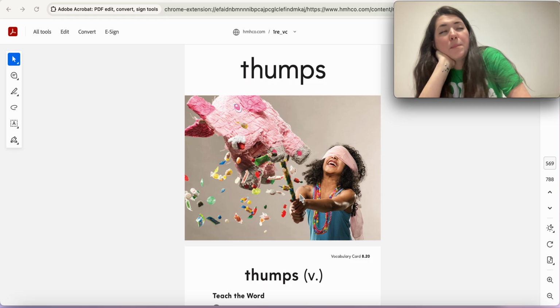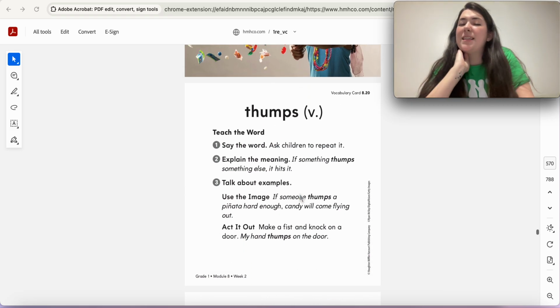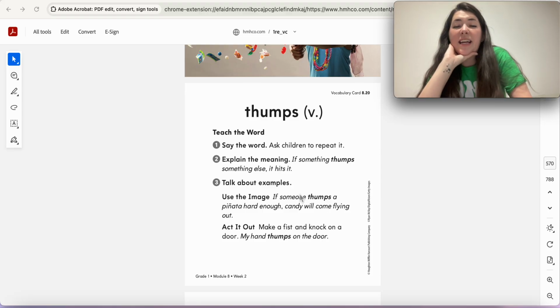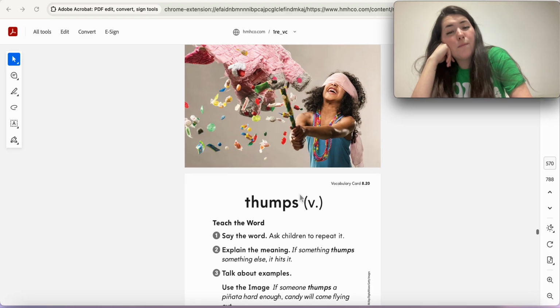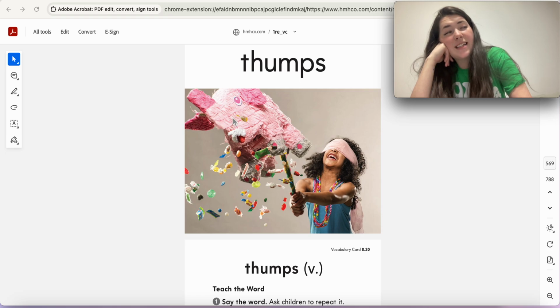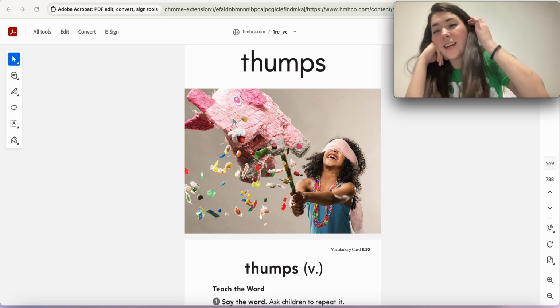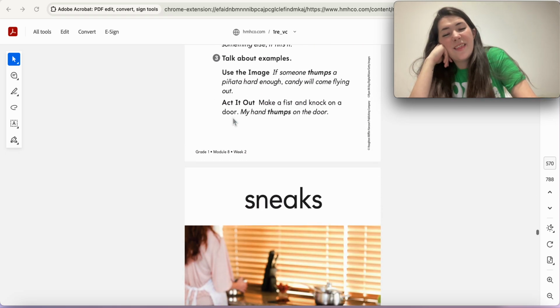Next word is thumps. Say thumps. Very good. Thumps is a verb or an action word. If something thumps something else, it hits it. So if somebody thumps a piñata hard enough, or hits it hard enough, it might break and you might get all the candy inside. Thumps.